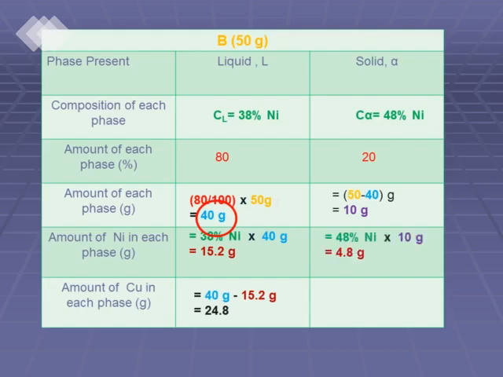The same steps are taken to calculate the amount of copper and nickel in the solid phase. To check whether our calculations are correct, we need to total again these values, and we should get equal to the initial value of the alloy.